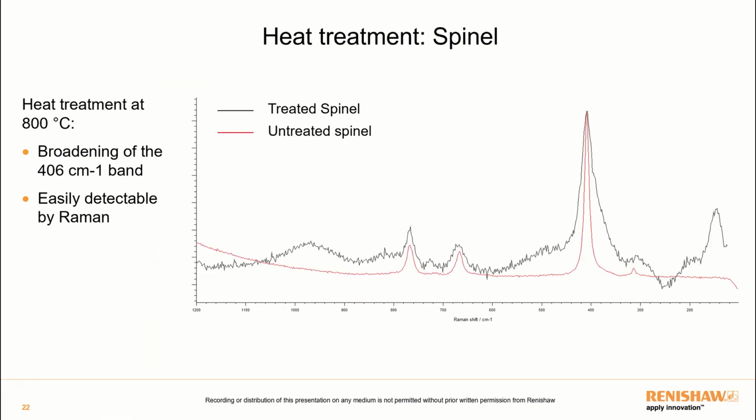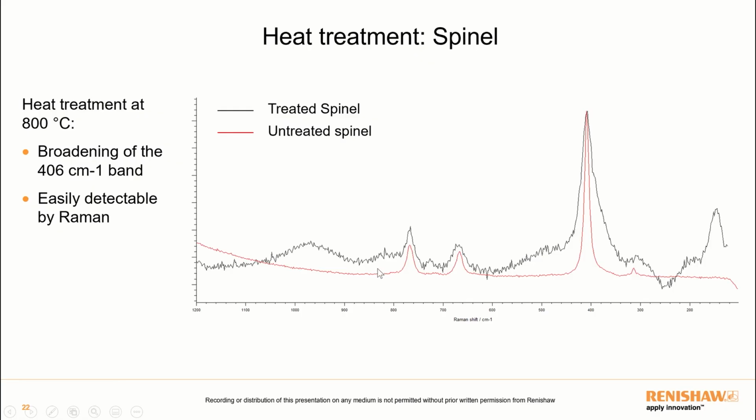Here is an example of a heat treatment in spinel. This is actually not easy to detect using the optical microscope because the treatment temperature is not that high, just 800 degrees Celsius, and because the number of inclusions in this type of stone is quite limited. With Raman, it is instead very, very straightforward.